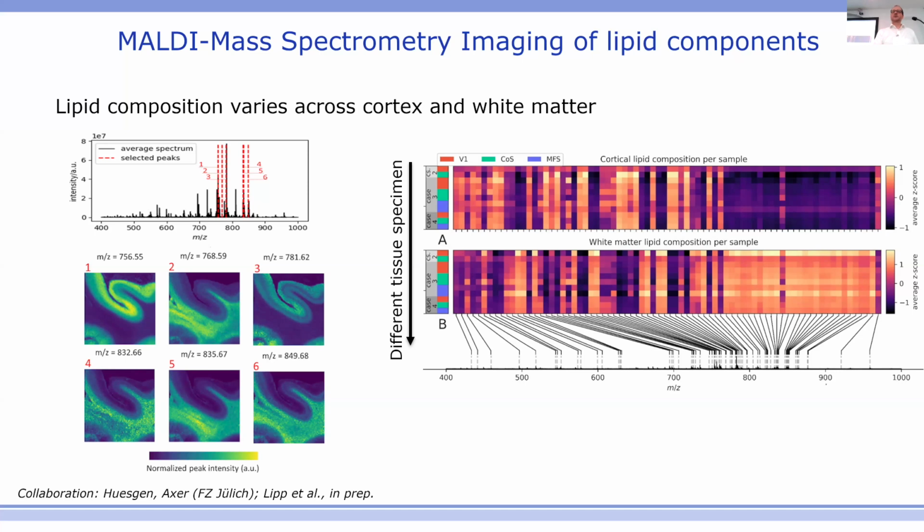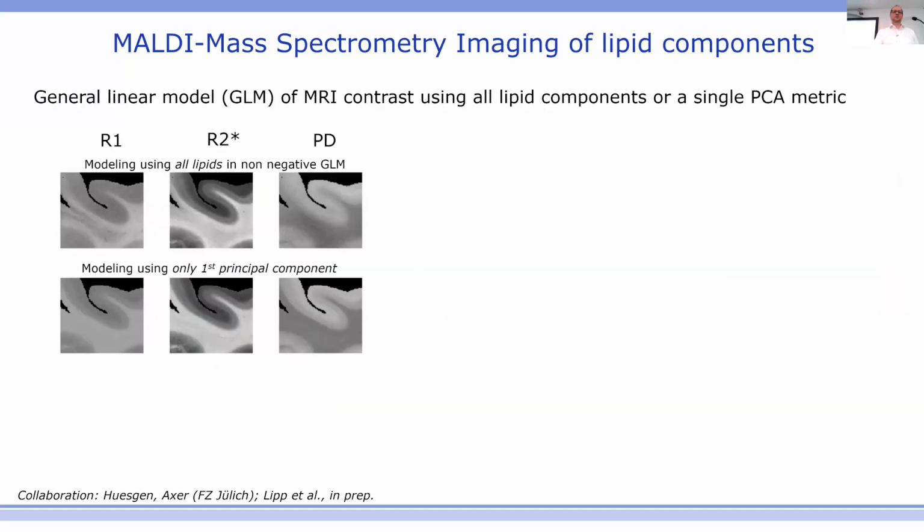And now the question is, can you model that? So can you do the following? You acquire these MALDI images, and you acquire MR images, and then you, for example, build a general linear model, combining the lipid information to predict the MR images. And indeed, you can do this. You can see this here on the left side.